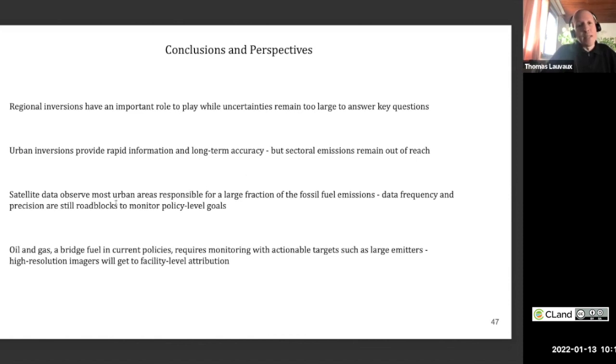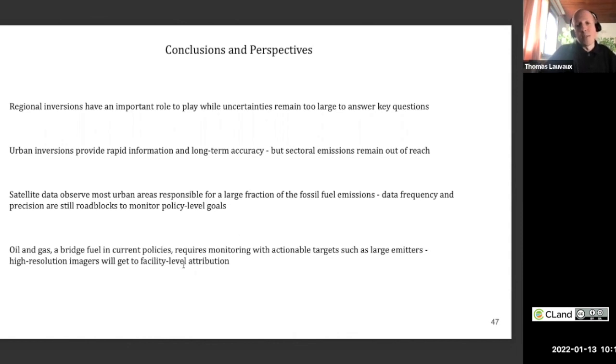For satellite, I think it's quite promising. We have seen things we've never seen before, especially in oil and gas, but also from space. We have discovered power plant emissions that sometimes were missing from databases. So we can do a lot with satellites. Now, that being said, data frequency, we don't have a lot of data, and precision are still roadblocks. So can we really reach the policy level goals? Can you get to like a 5% uncertainty on the city with a satellite? This remains an open question, and I don't think we have demonstrated yet that we can do it.